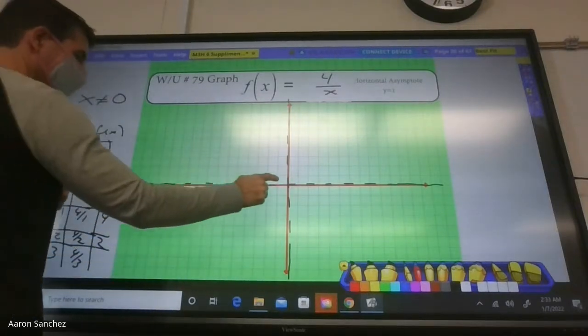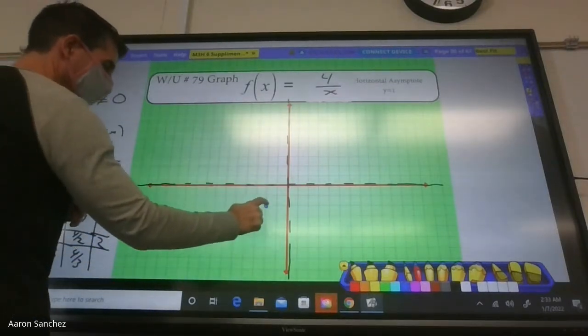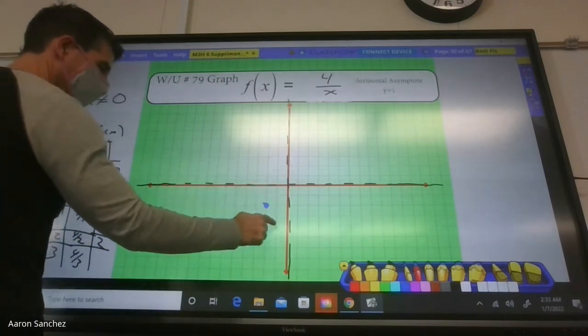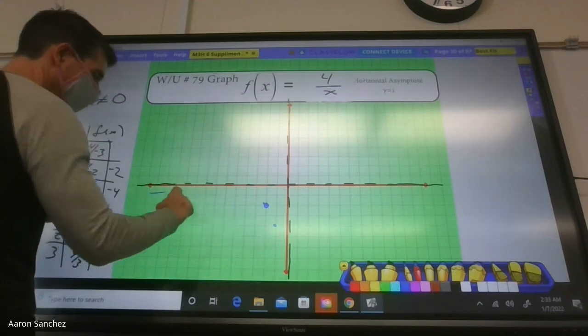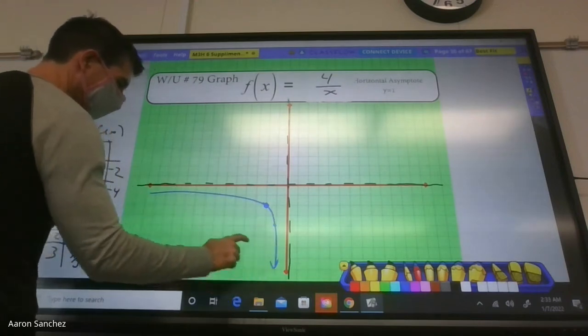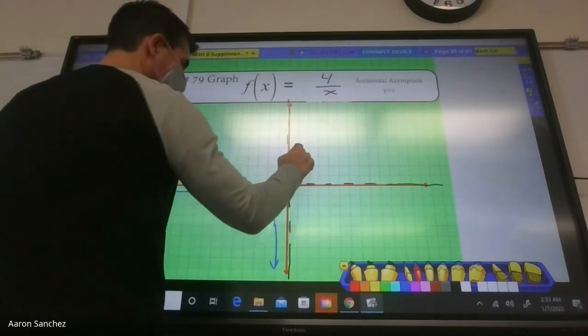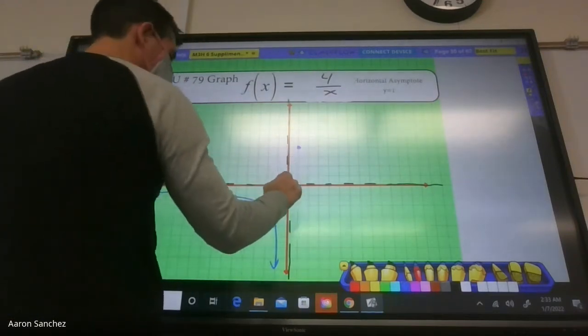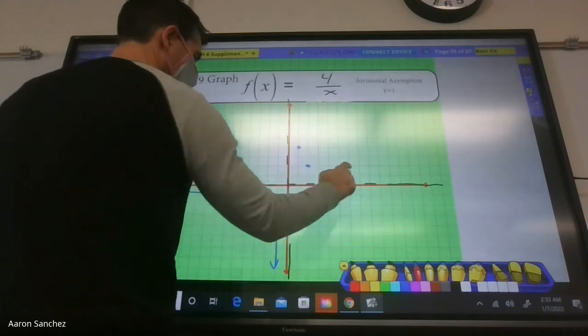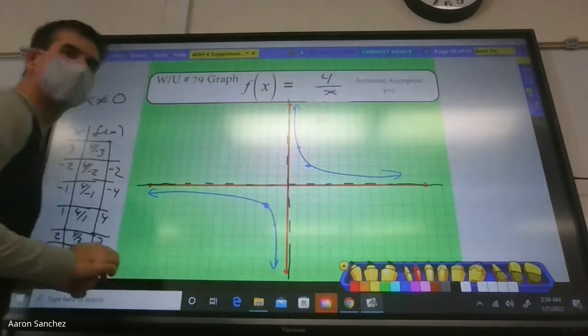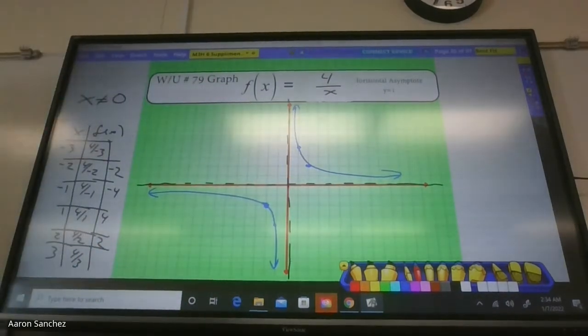So I got -2, -2. I got -1, -4. And then we just hug, right? And then we have 1, 4. And then we have 2, 2. And this is going to look like this. It's the 1 over x with the stretch factor.